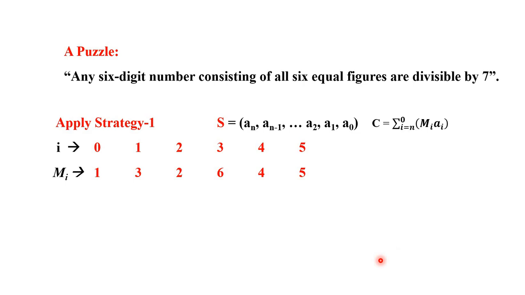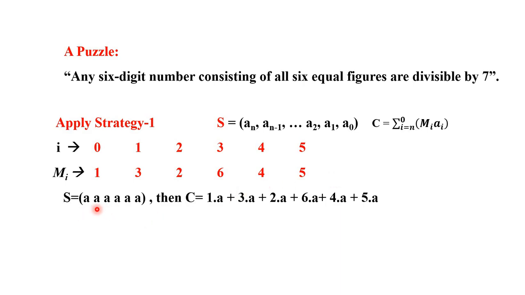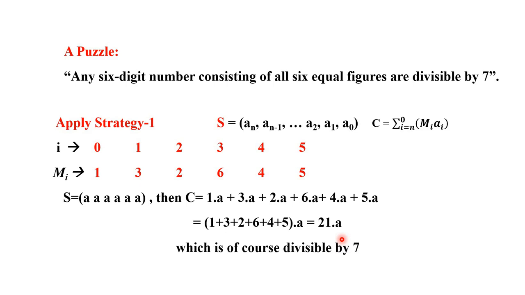How? Here I list again that for I equal to 0 to 5, the MI value is 1, 3, 2, 6, 4, 5. Now S is a number whose all 6 digits are the same, A. So C is nothing but 1 into A plus 3 into A plus 2 into A and so on, 6 into A, 4 into A, right? And that gives you actually 21A. Of course, you can see that 21A is divisible by 7. So the original number S is also divisible by 7. So that's how our strategy 1 answers this interesting famous puzzle.